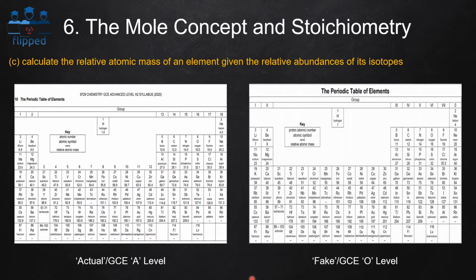Today we are on the chapter of mole concept and stoichiometry. In the previous video, we talked about the different formulas to calculate relative atomic mass, relative isotopic mass, etc. This video focuses on the calculation and the application of relative atomic mass. So I have two periodic tables in front of me, the A level one and the O level one. You can see here it is labeled as such. So let's take a look at some of the elements in them.